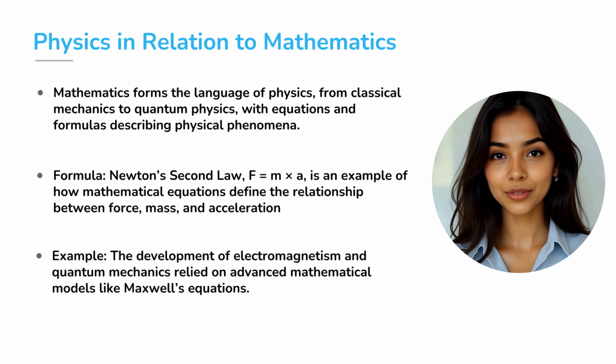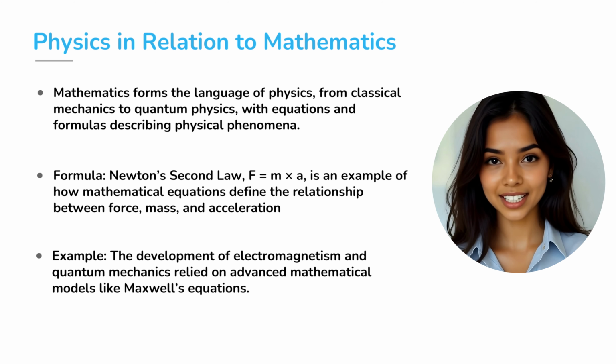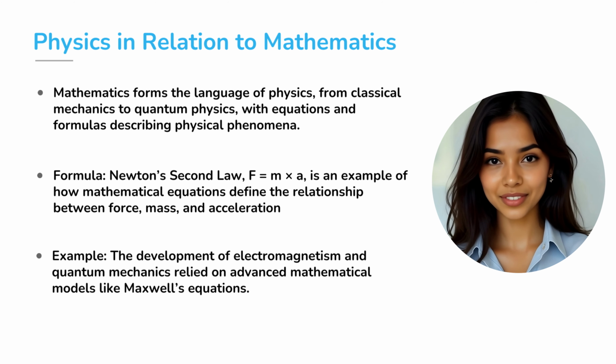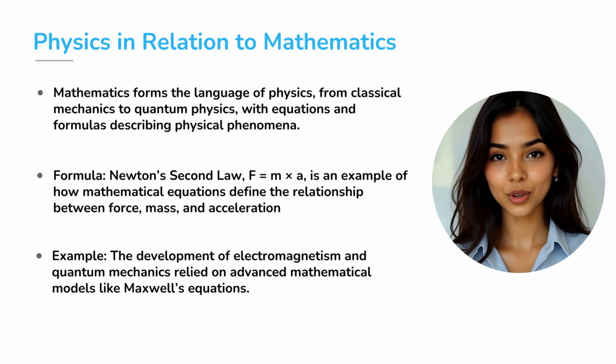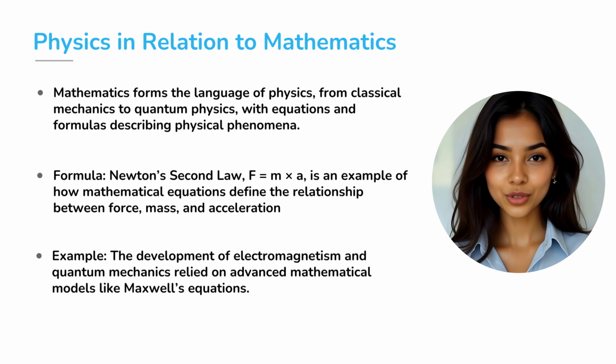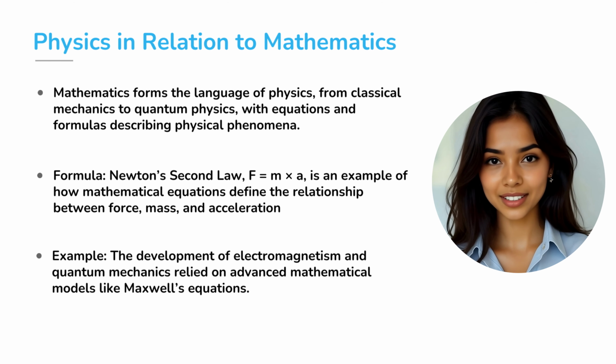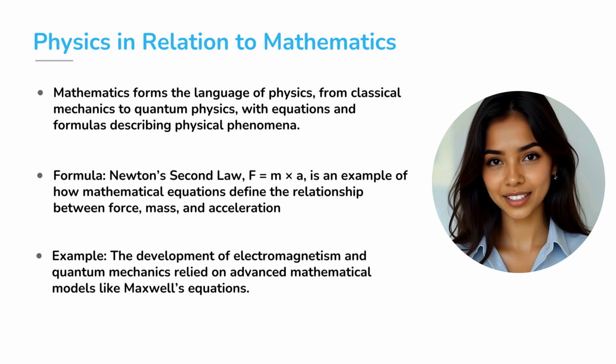Let's now look at how physics and mathematics go hand in hand. Can you imagine trying to understand motion without equations? Physics relies on mathematics for almost everything, from calculating forces to predicting future movements. Take Newton's second law of motion, for example. The relationship between force, mass, and acceleration is a perfect example of how physics and math are linked.